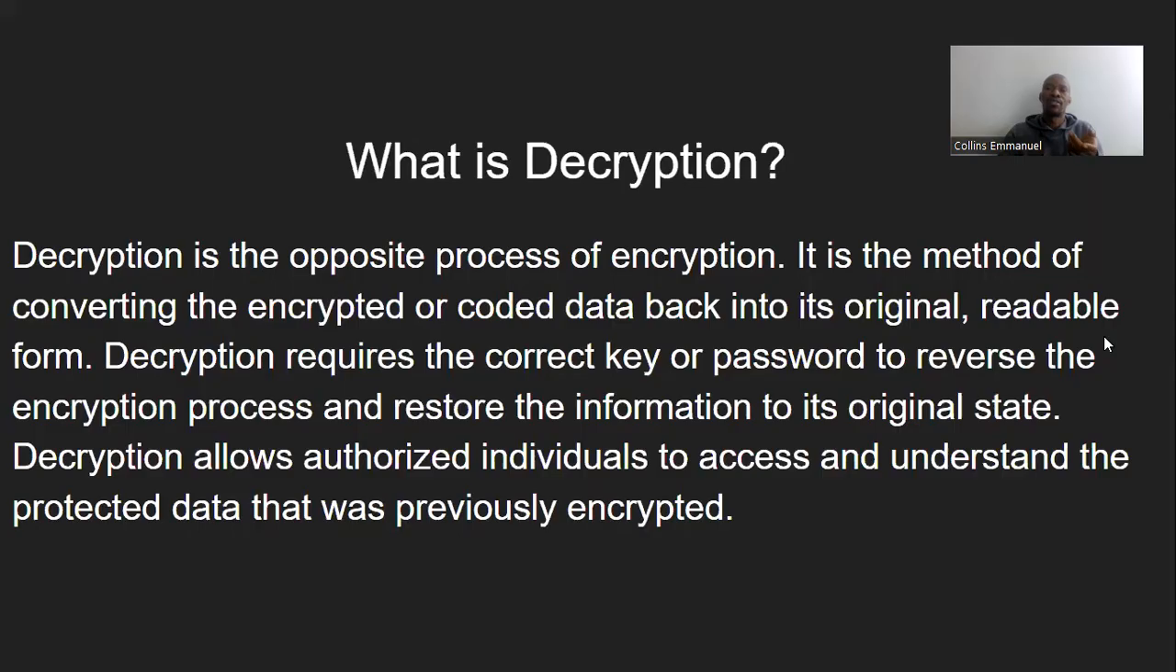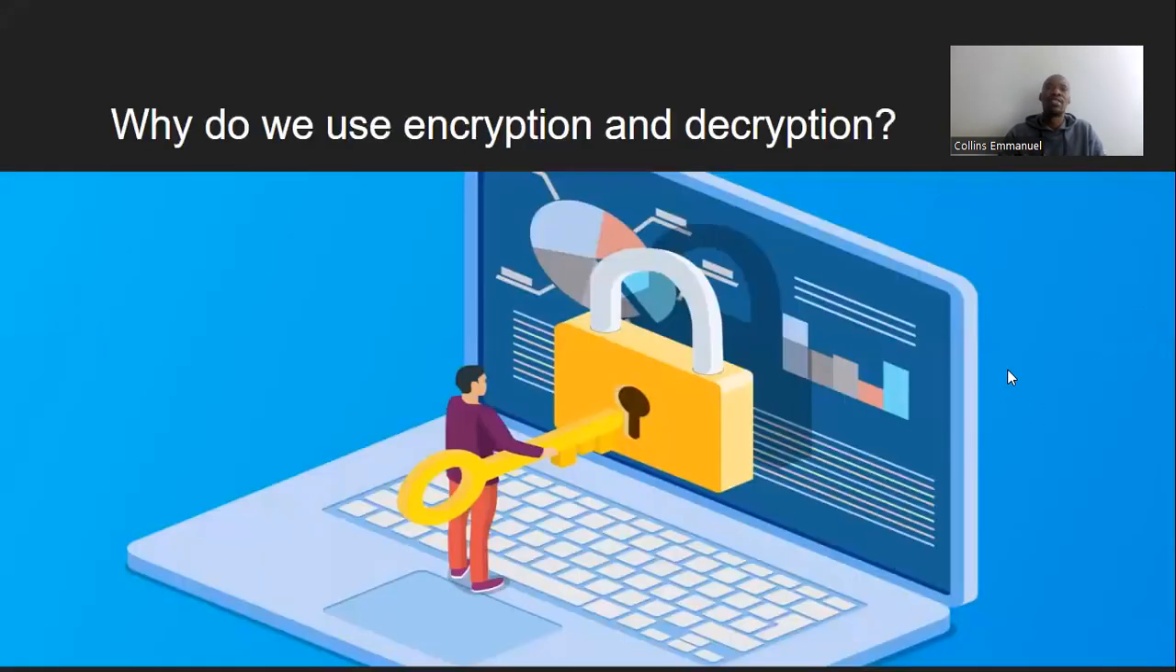And then what is decryption? Decryption is just the opposite of encryption. It's the reverse of encryption. Whatever you encrypted has to be decrypted for you to get back the original message. And the same procedure, just that you twist it around. So it's a method of converting the encrypted or coded data back into its original readable form. And decryption requires the correct key or password to reverse the encryption process and restore the information to its original state. It allows authorized individuals to access and understand the protected data that was previously encrypted.